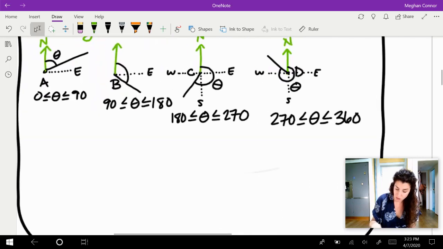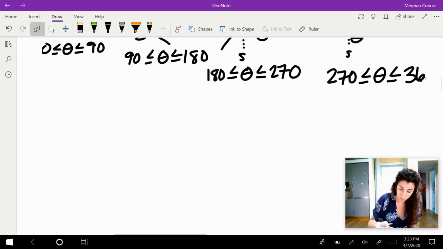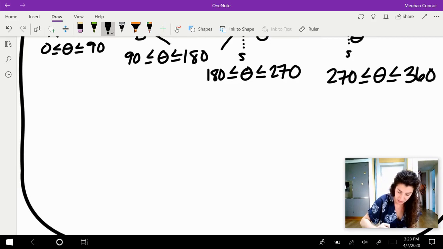We also deal with parallel lines. So a real quick reminder about parallel lines.